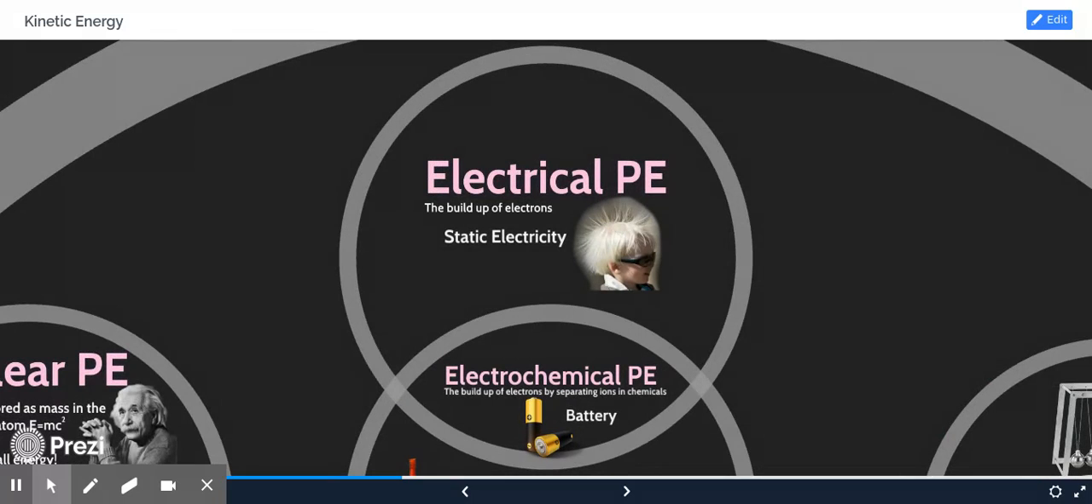There's also something called electrical potential energy, and this is the buildup of electrons. And you guys experience this as static electricity. So that kid there's hair is standing up because they have a buildup of electrons. You experience this when you go down a slide maybe, or rub your feet across the carpet. You build up electrical potential energy inside of you. Electrical potential energy is the energy source for lightning.